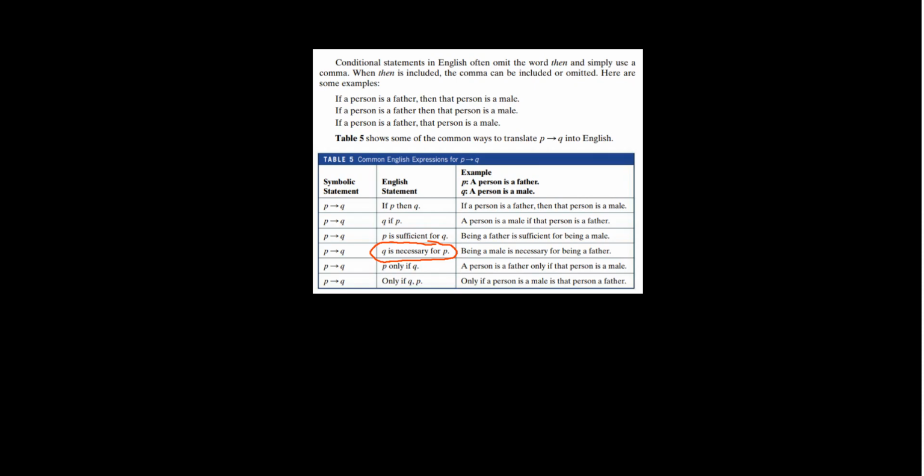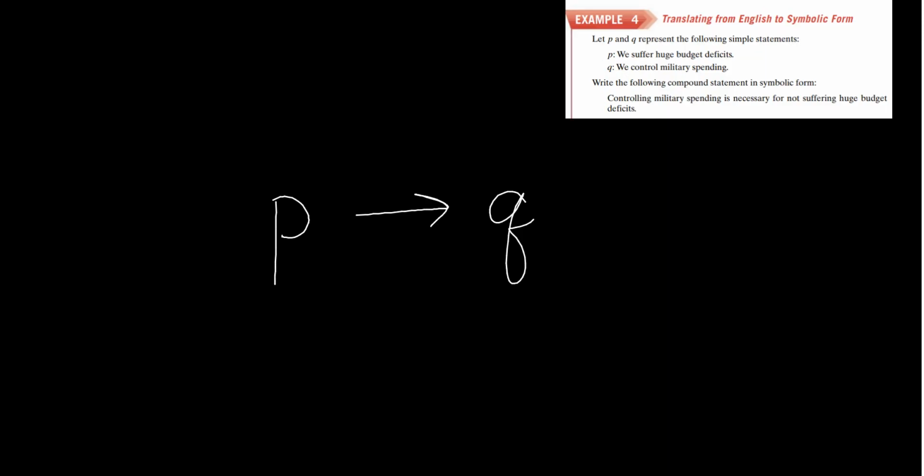So it says controlling military spending is necessary for not suffering huge budget deficits. We're still going to use the same procedure here, because it's still P implies Q. Q is necessary for P is the same thing as P implies Q, and this particular problem has "Q is necessary for." However, we see that we have a not, for not suffering huge budget deficit. So we're going to put a squiggle in front of P. And that's it.